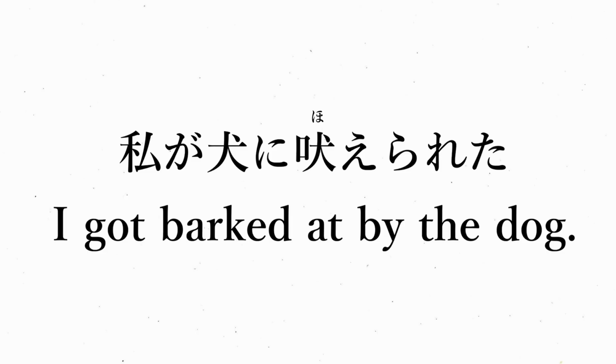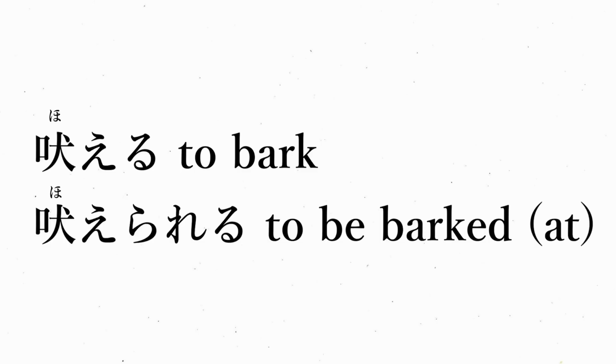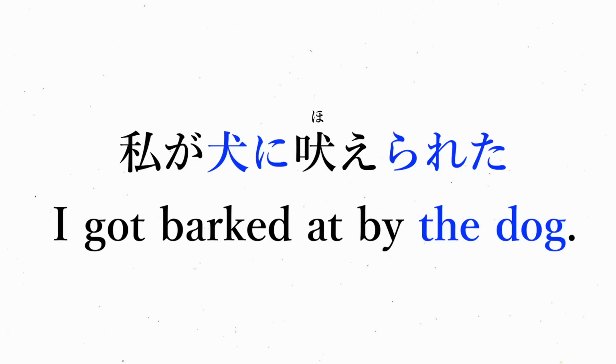When using the receptive auxiliary verb, you use ni for the agent of the action of that verb. Let's take the sentence, 私が犬に吠えられた. I got barked at by the dog. 吠える means to bark, and 吠えられる means to be barked at. Notice the られる ending. This is a receptive auxiliary verb. The agent of this verb, the thing doing the initial action, the barking, is the dog. That's why we mark inu with ni.